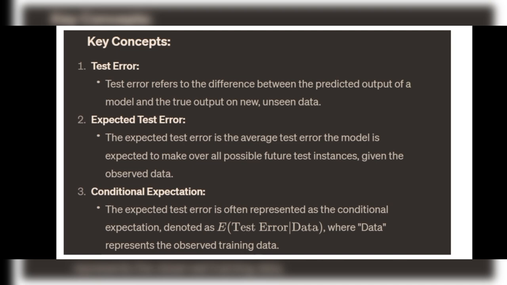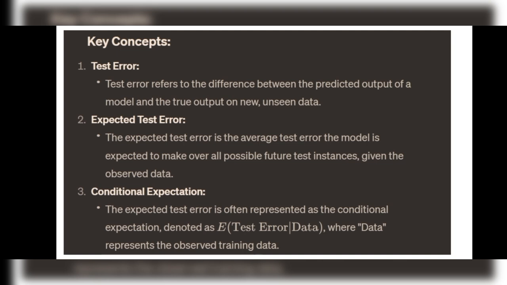Next one is expected test error. The expected test error is the average test error the model is expected to make over all possible future test instances given the observed data. It means it will expect whether something may happen, by using the new data. That is called expected test error.